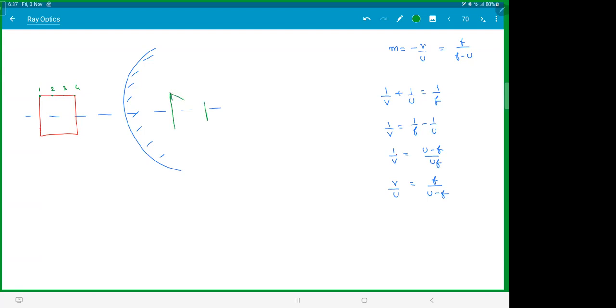Now the question is, will it look like this or will it look like this? It will be a curve. It won't be a straight line. So the problem is, will the curve be like this curve or this curve? Think about this curve. As u tends to 0, what will happen to the magnification? It becomes 1, isn't it?